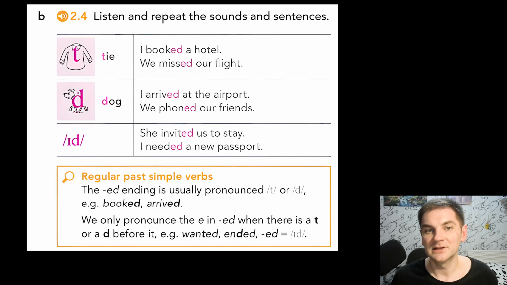Part B. Listen and repeat the sounds and sentences. Just practice your pronunciation here.